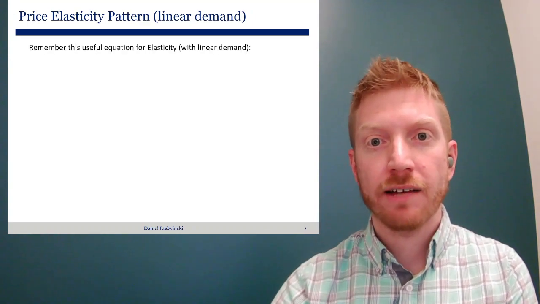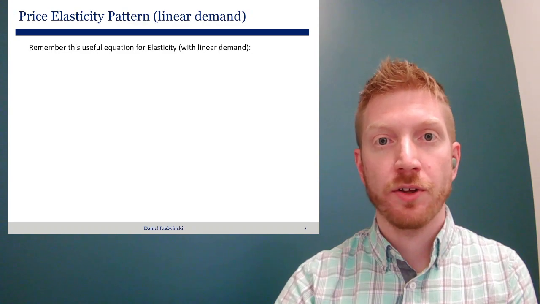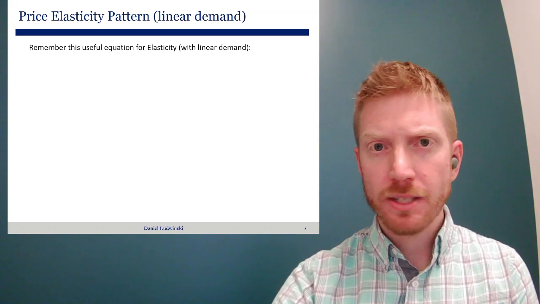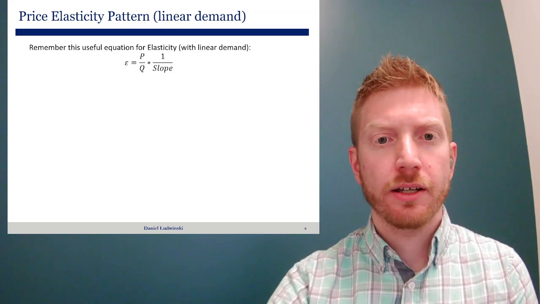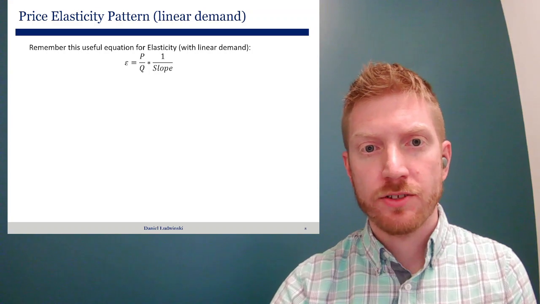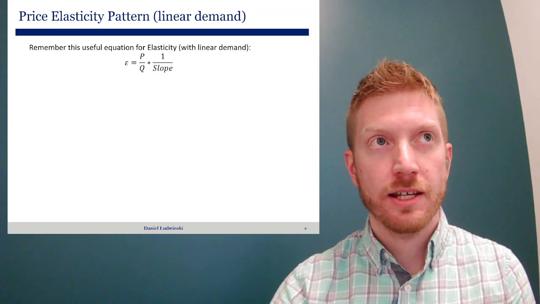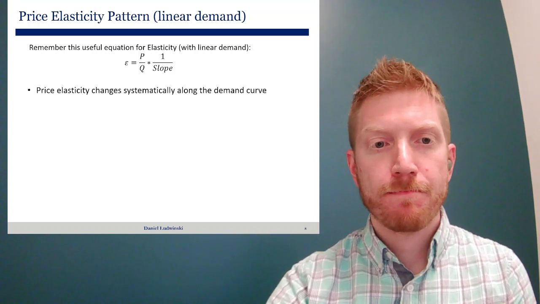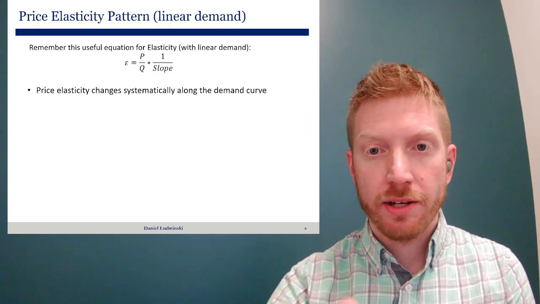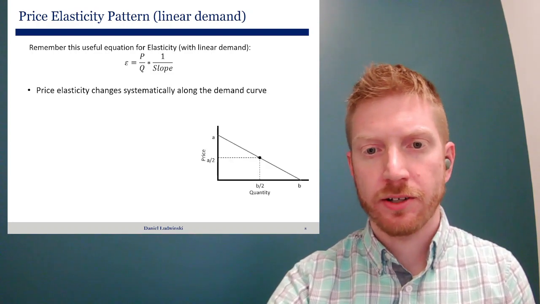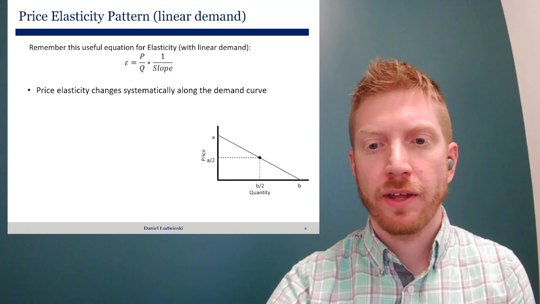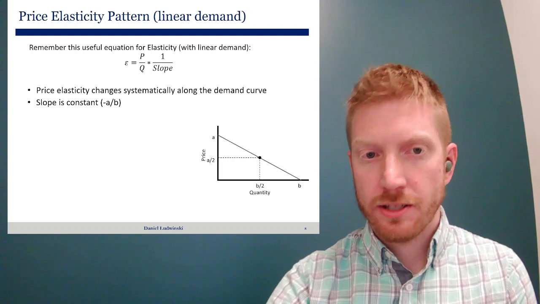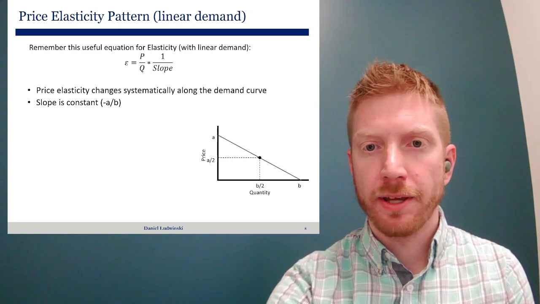Price elasticity, when we have a linear demand curve, which we will often be using in this class, follows a useful pattern in terms of being able to calculate it. So remember, we had derived this equation for elasticity that involves slope, the current price and the current quantity. As we move along the demand curve, so here's a demand curve that's linear with endpoints A and B, the slope is going to be constant, and the slope is negative A over B.